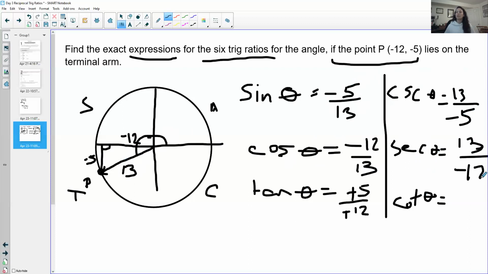And cotangent would be adjacent over opposite. So it should be 12 over 5. Okay, I'm ignoring the negative signs, because we know that they're all positive down there. And that's it. We've listed out the exact expressions for our trig ratios. No decimals needed. Keep it in fraction form.